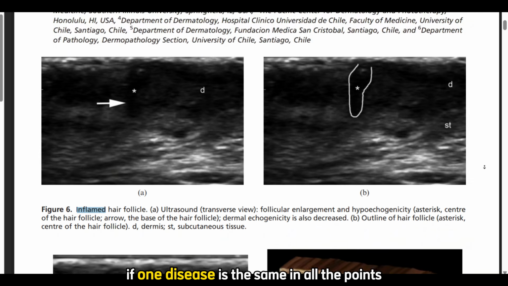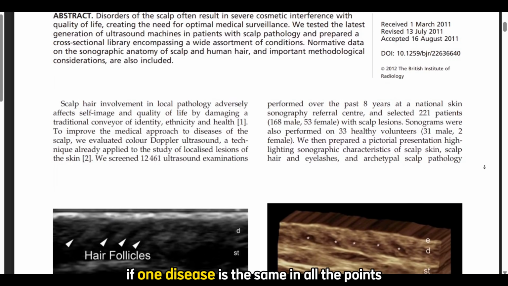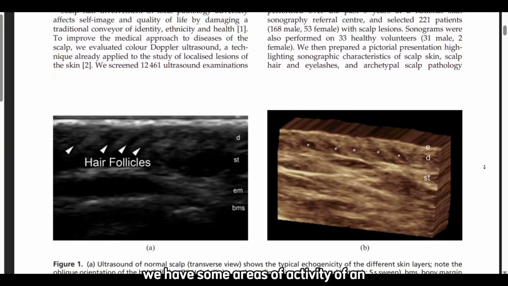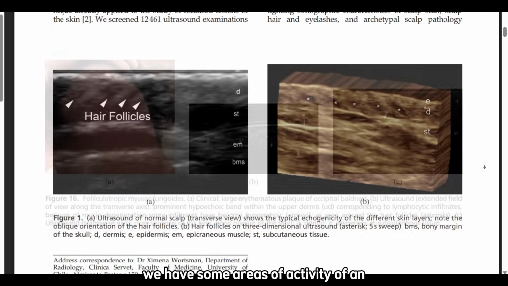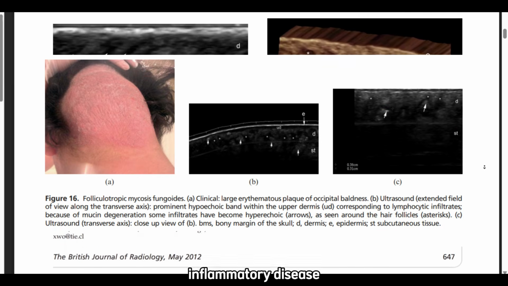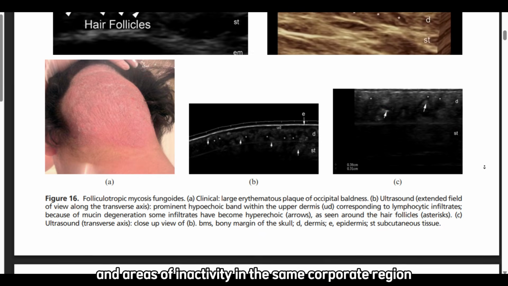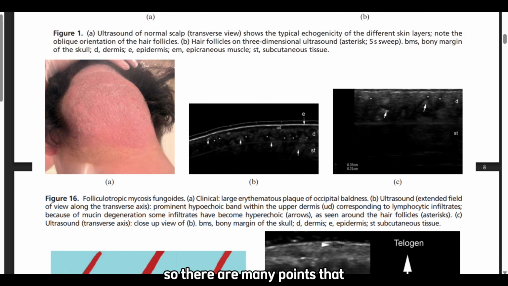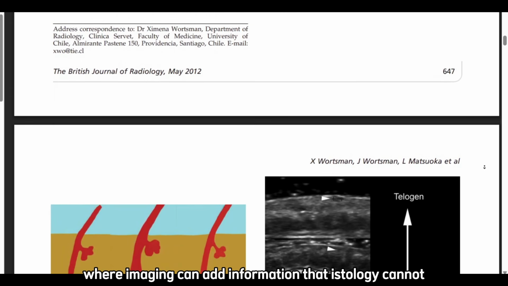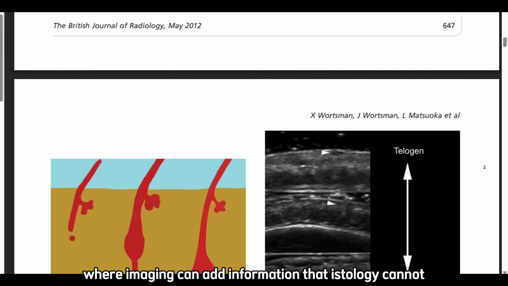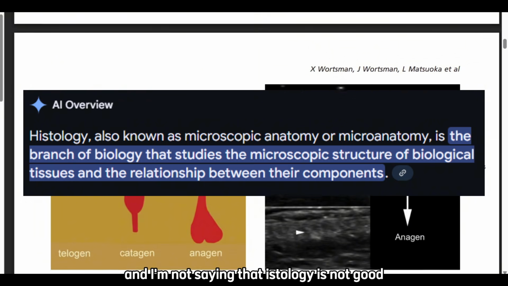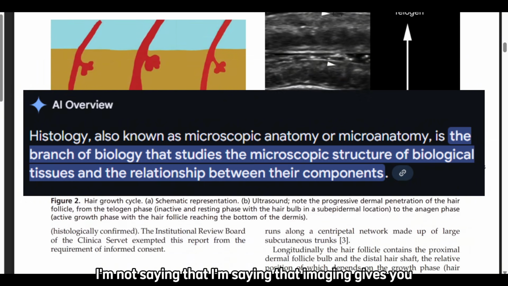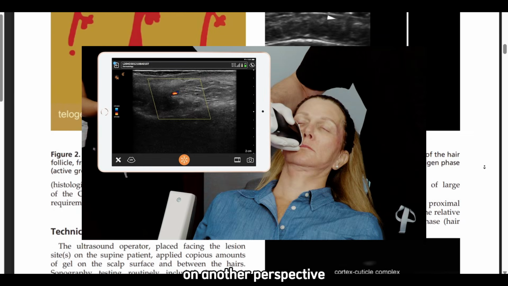For example, we can check whether a disease is the same in all the points, if, for example, we have some areas of activity of an inflammatory disease and areas of inactivity in the same corporal region. So there are many points where imaging can add information that histology cannot. And I'm not saying that histology is not good. I'm not saying that. I'm saying that imaging gives you another perspective.